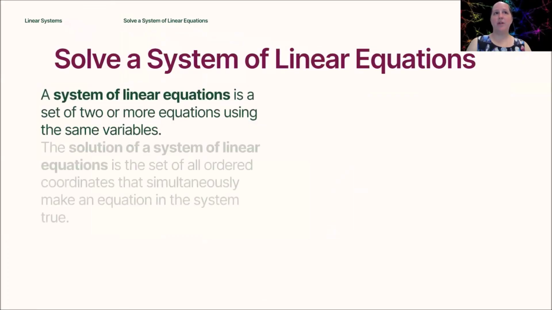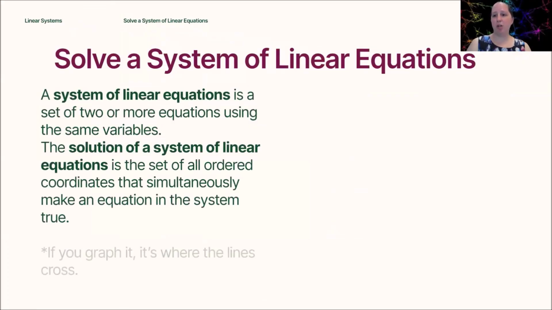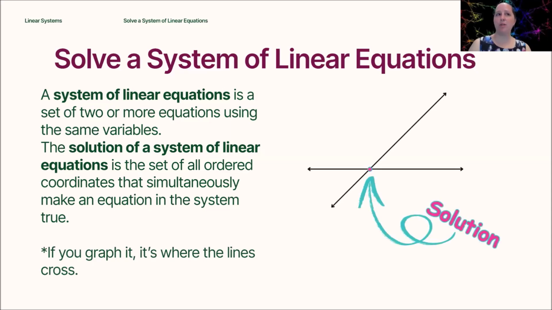Okay, so solving a system of linear equations. A system of linear equations is a set of two or more equations using the same variables. The solution of a system of linear equations is the set of all ordered coordinates that simultaneously make every equation in the system true. So if you graph it, it's where the lines cross.